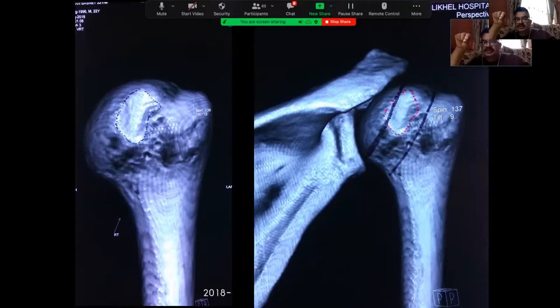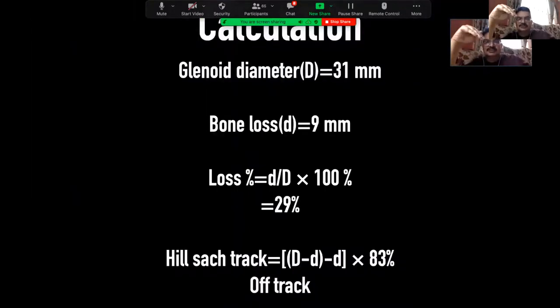Vivek, just to simplify that, we know that this is an off-track Hill-Sachs lesion. Now you calculate the thickness of the coracoid that you are going to put. You add that thickness of the coracoid to the new glenoid reconstruction. So your glenoid width plus the thickness of the coracoid becomes your new glenoid. Then take 83% of that reconstructed glenoid and again substitute it into your Hill-Sachs lesion. If it now falls on track, you don't need to do anything to the Hill-Sachs. If it still falls off track, then, as sir was saying, you probably need to do either a remplissage or a bone graft.